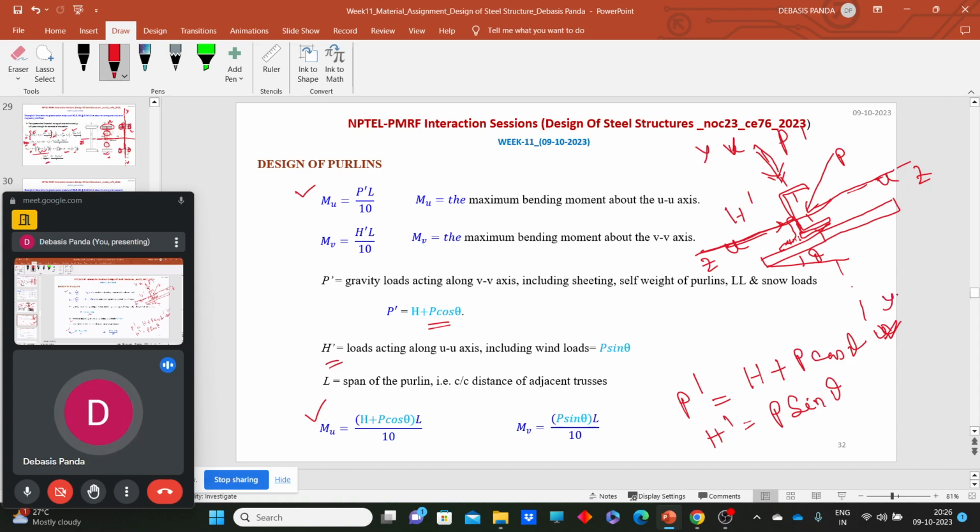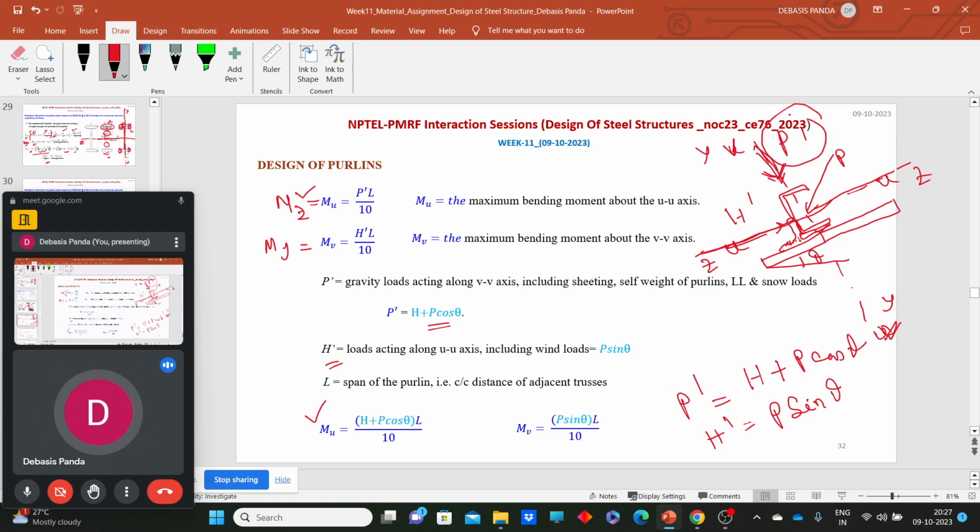So the first step should be the load calculation or moment calculation. So MU, nothing but your MZ, is the induced moment, and My is equal to H dash L by 10. Now, what is the P dash value? P dash is nothing but the net or resultant force acting along the YY or along the VV axis. Obviously, that will produce the moment about the UU axis.